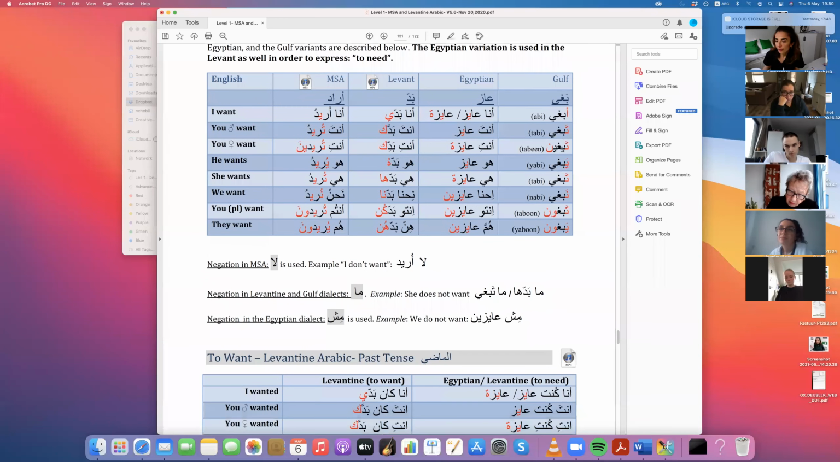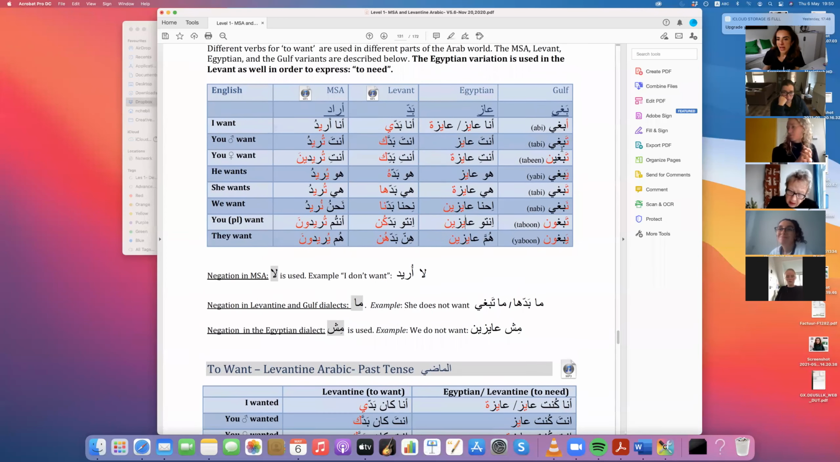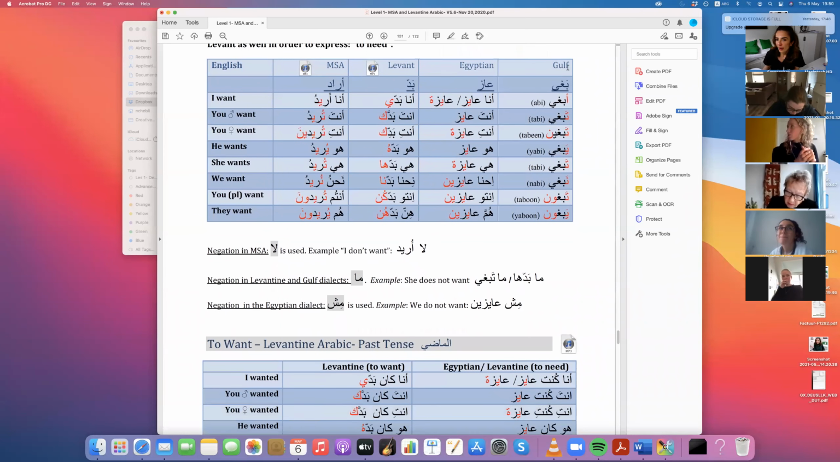And in the Gulf, actually not in Iraq, excluding Iraq. I think this is more Kuwait, Saudi, Yemen. They use this verb, bagha. However, how they pronounce it is not exactly, somehow the ghain, they don't pronounce it. So they pronounce it like I put it here between brackets. I will tell you how it sounds like. So ana abi means I want. Enta tabi.